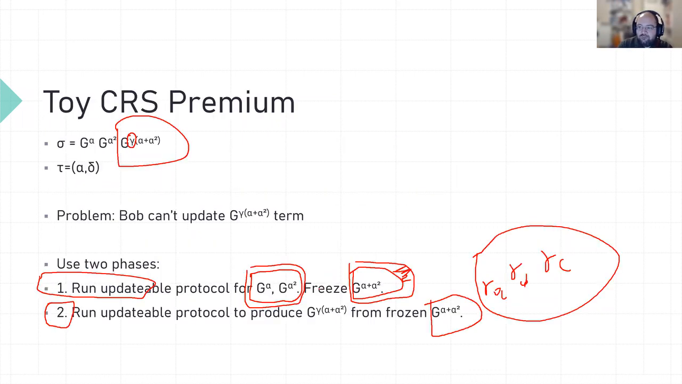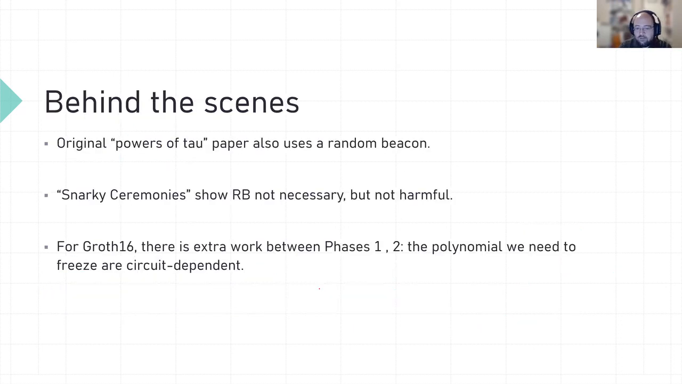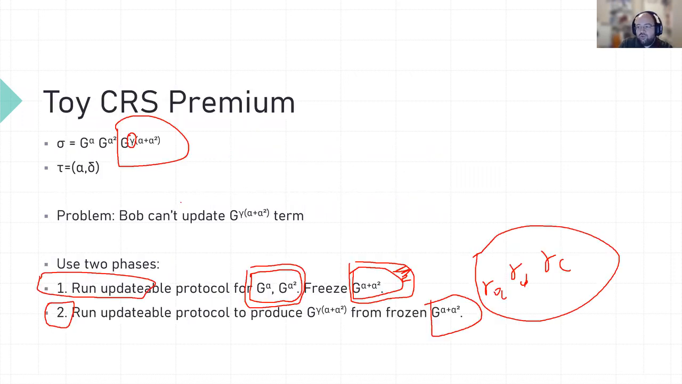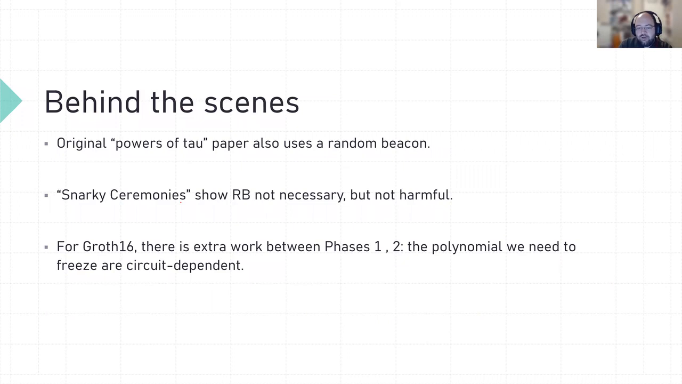So this is quite complex, but this is the price we pay for very efficient zero-knowledge protocols such as Groth16. So there are some extra parts behind the scene that we're not going to cover. So in the original Powers of Tau paper, there is also some additional contribution apart from Alice, Bob, Carol by what's called a random beacon. This was shown to be not strictly necessary, but also not harmful.